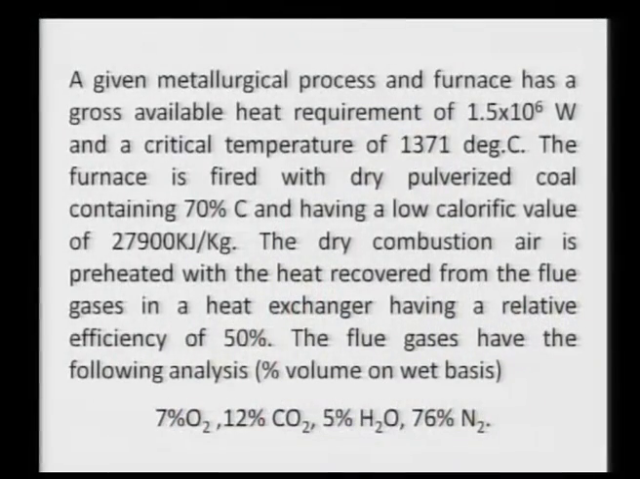So, I will be presenting to you first of all the problems which I am going to take. The first problem: a given metallurgical process and furnace has a gross available heat requirement of 1.5 x 10^6 watt and a critical temperature of 1371 degrees Celsius. The furnace is fired with dry pulverized coal containing 70% carbon and having a low calorific value of 27,900 kilojoule per kg.